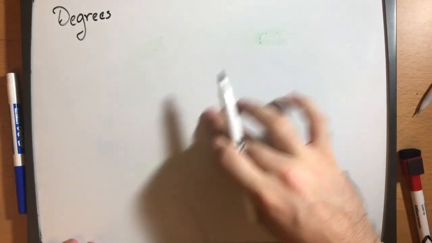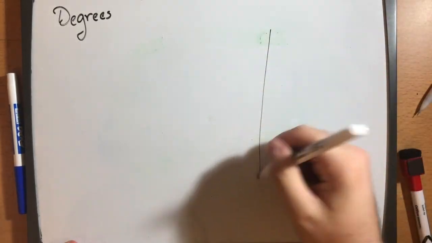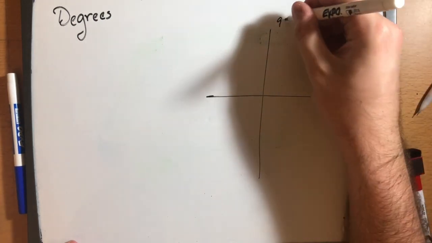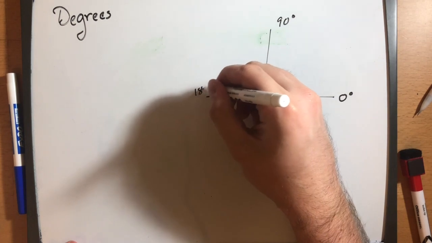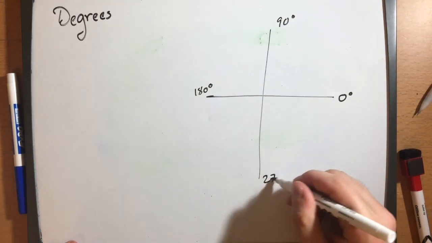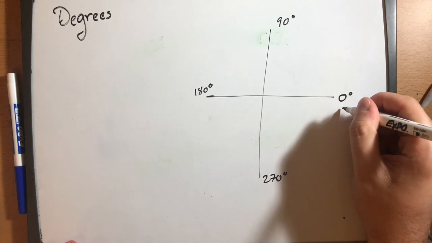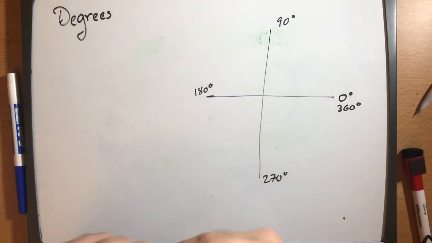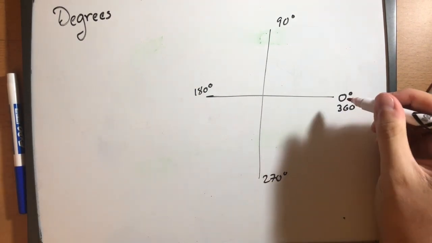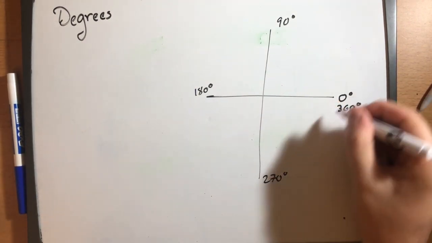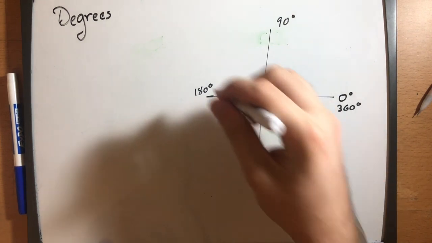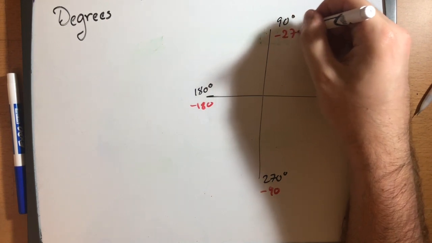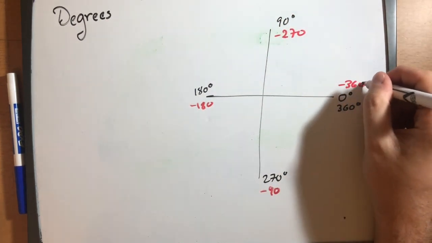So let's do some quick practice here. Let's go ahead and draw this again. This is 0, 90, 180, 270, and then right back at 360 degrees. And if we were to move in a clockwise direction, we'd start at 0, then go to negative 90, then to negative 180, then to negative 270, and then to negative 360.